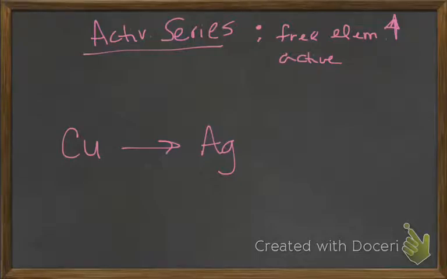Look on the left side. It is. Copper is slightly higher, but copper is higher on the activity series than silver. So when you try to put those two together, copper will replace silver. That will happen. That's how you read the activity series.